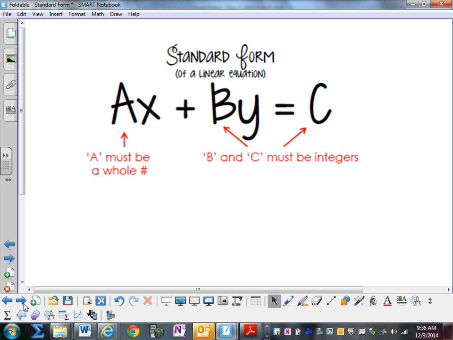Standard form of a linear equation is in the form of ax plus by equals c, where a, or the leading coefficient, must be a whole number. So that means it cannot be negative. B and c must be integers. So we have no fractions, and the leading coefficient must be a positive number.